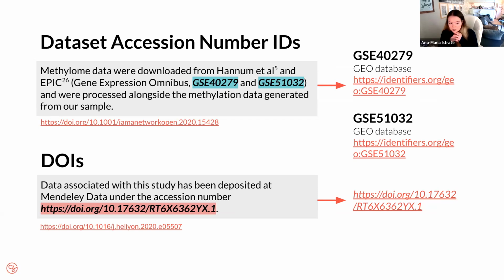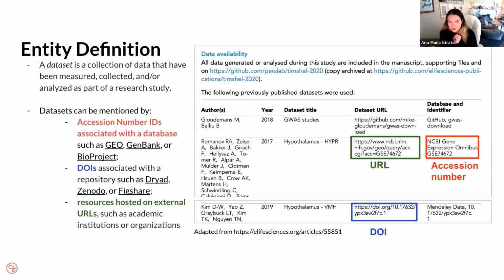In the second example, we can see how an author mentioned that the data associated with their study was deposited in this Mendeley Data repository, and they provide the accession number. So in this case, we want again to be able to extract a link between this paper and this DOI identifier.